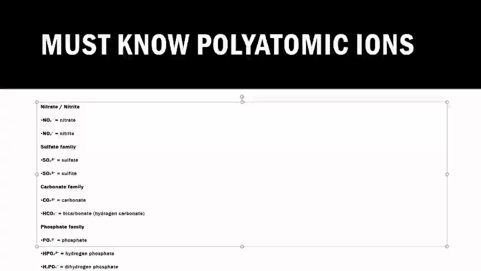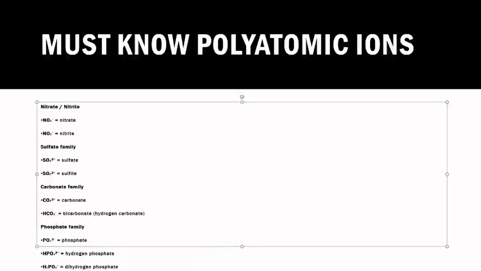Next one. Okay, so for must-know polyatomic ions, we have the nitrate ones, NO3 and NO2, nitrate and nitrite. Sulfate, SO4 and SO3, both are 2 minus. Carbonate, we have CO3, which is 2 minus, and then HCO3, which is 1 minus, which is bicarbonate because it has the H there.